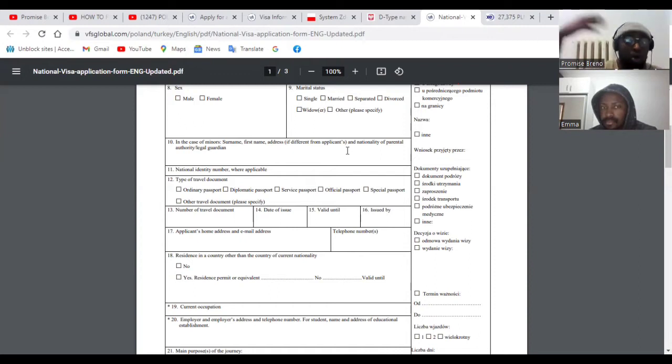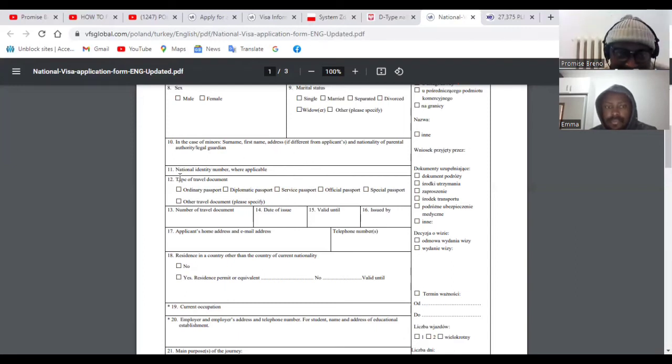If it's different from yours, okay, so let's say you're coming to Poland with your child and you're applying for a visa, you are the one who is coming for work, but you want to come with your child, right? Then you have to fill out this place, because you have to also apply for a visa for your child as well. You get it? And then nationality of parental authority or legal guardian. You get it? So everything you have to enter here. You have to try to squeeze them in here.